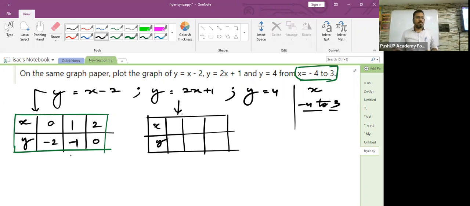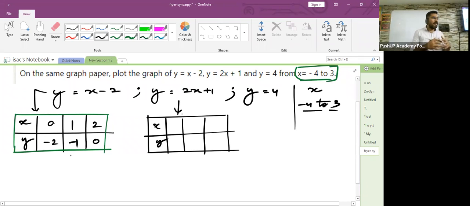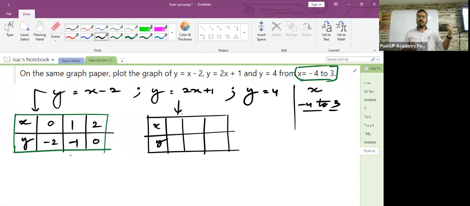Now let's prepare the table for the second equation. y is equal to 2x plus 1. Hemant, you are writing along with me? Copying, no? Fine. You all are copying it? Fine. Let's take the value of x as 0. Then y will be how much? 2 into 0 plus 1, which is 1. Let's take x is equal to 1. So how much will be the value of y? 2 into 1 plus 1, which is 3.